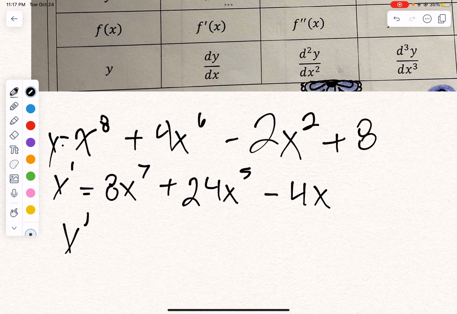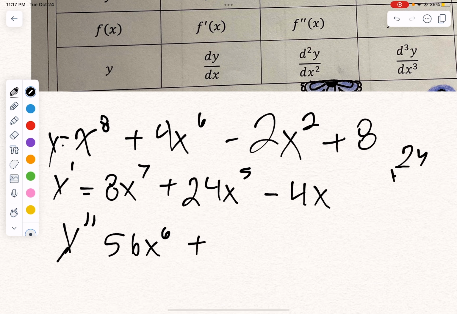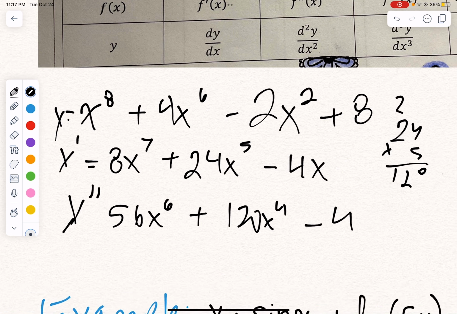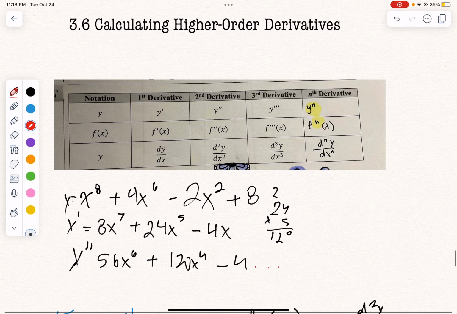And then the y double prime would be the derivative of that. 7 times 8, 56x to the 6th plus, I wish I could do 24 times 5 in my head. We'll just do some quick math here. 24 times 5 is apparently 120. 120x to the 4th minus 4, that would be y triple prime. And you would basically just keep doing that, dot dot dot, until you get to whatever derivative number you want.